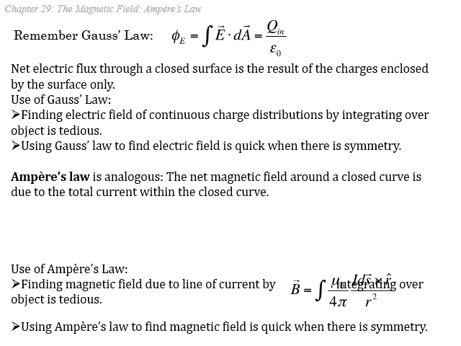So let's first start by remembering Gauss's law. Remember, Gauss's law says that the electric flux is given by integrating the electric field over an area, and it only depends on the charge inside the surface over which we integrate. So the net electric flux through a closed surface is the result of the charges enclosed by the surface only.